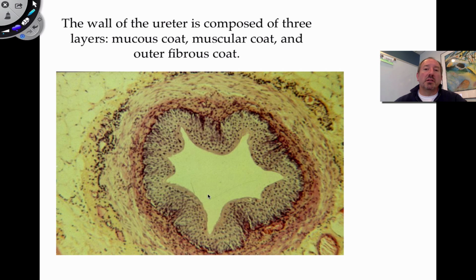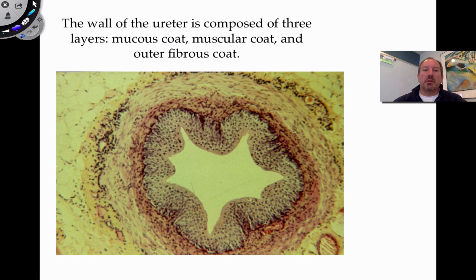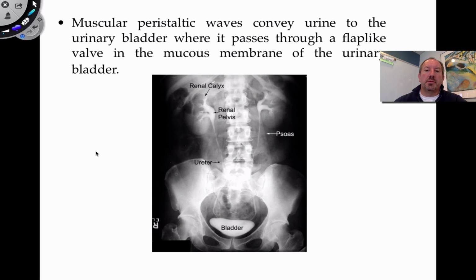Okay, so if you wanted to look at the inside of the ureter, in other words a cross-section of the ureter, this is what it looks like. It's composed of 3 layers. It has this mucosal layer here, and this is where the urine is in this lumen. It has this muscle layer, smooth muscle of course, and then this fibrous coat on the outside.